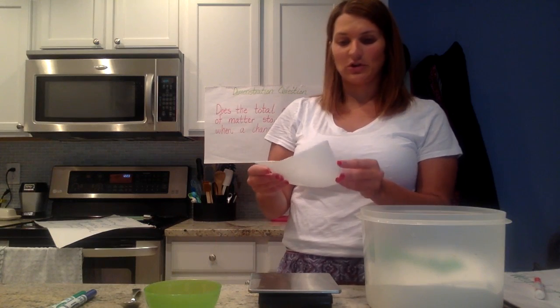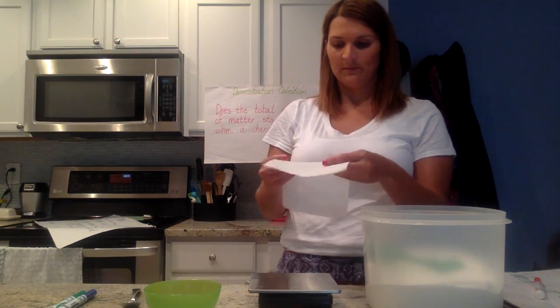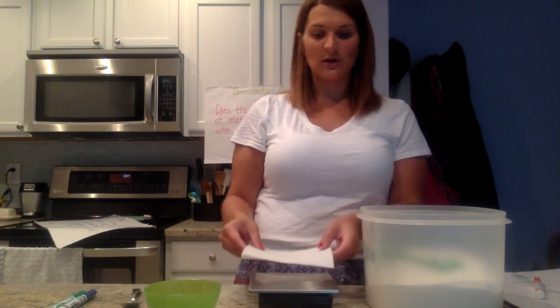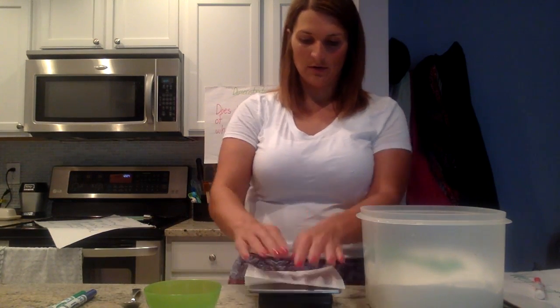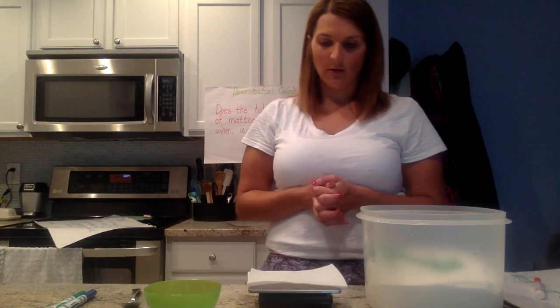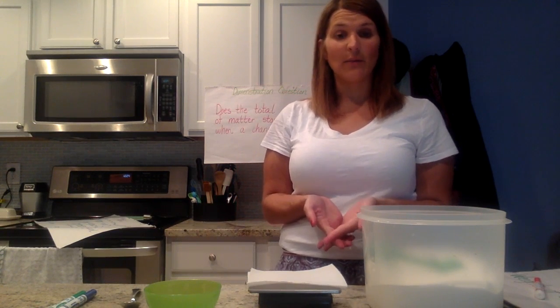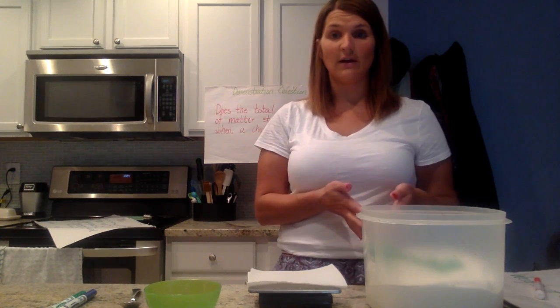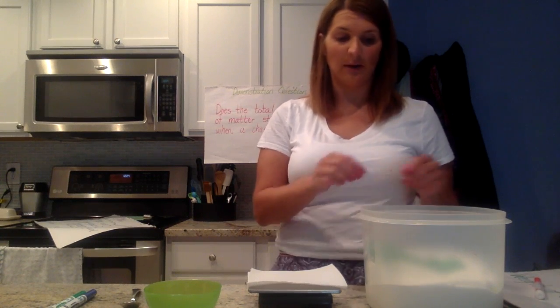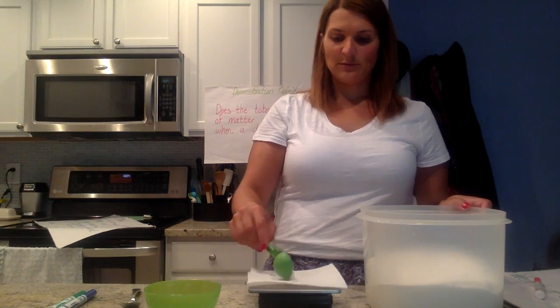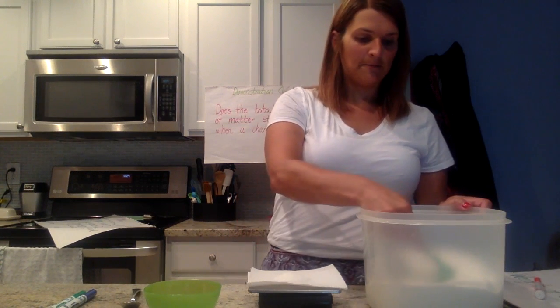I am going to put the sugar on a paper towel. Now, I need to know what the mass of the paper towel is because we want to subtract that from the sugar. When I put the paper towel on the scale, it says it weighs 2 grams. I need to remember that because at our final weight of our sugar, we need to subtract the 2 grams for the paper towel. So I'm going to put 2 tablespoons of sugar right on the scale.